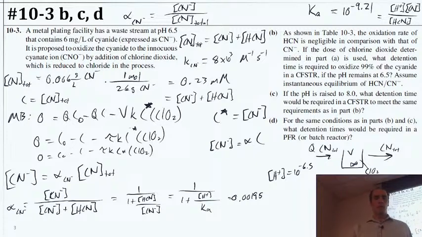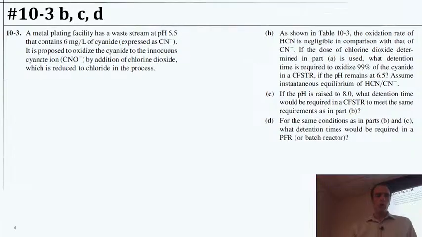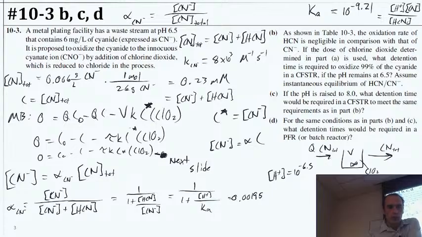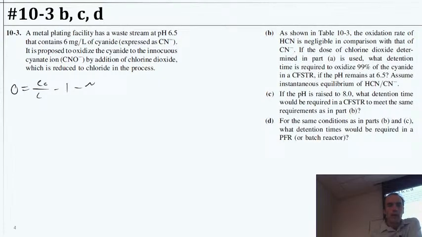I'm going to say next slide. Already enough of a mess. Okay, so at this point, we can divide everything by C. That was C naught over C minus 1, just double check, minus tau K alpha ClO2.